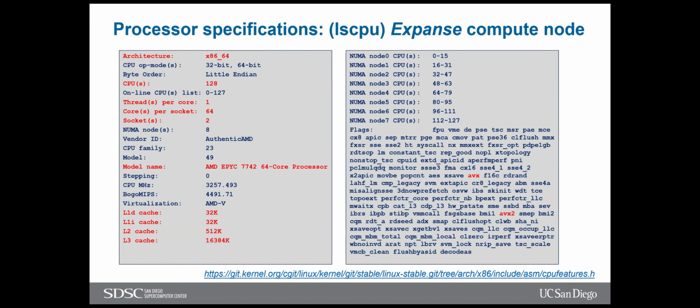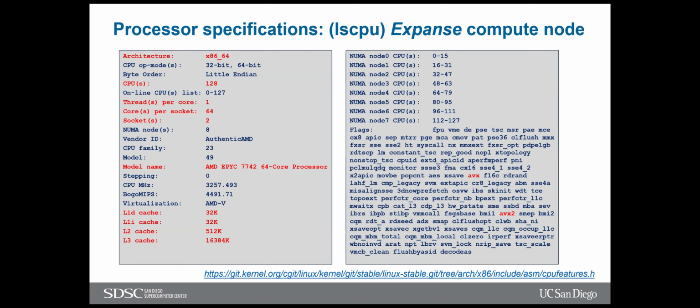There's a bit of really important information for every user. The first thing that's really important is the CPU number. On Expanse, it's 128, and those are logical cores. That number is derived from knowing the threads per core, which on Expanse is 1, the cores per socket, which is 64, and the number of sockets, which is 2.